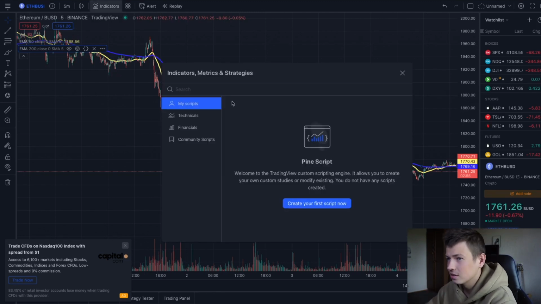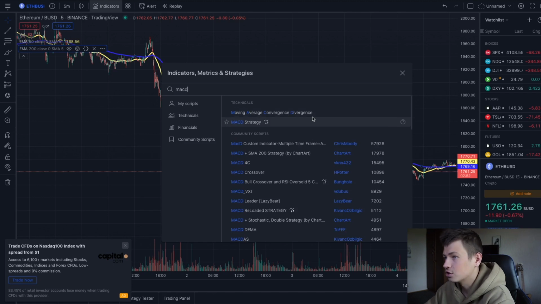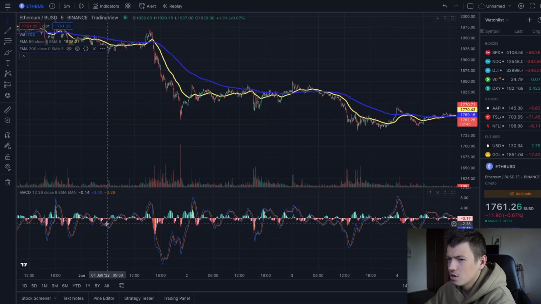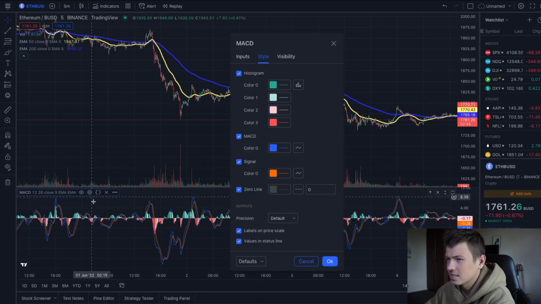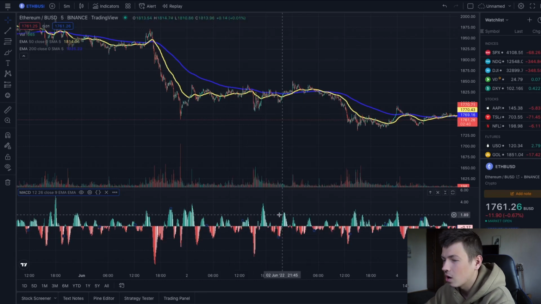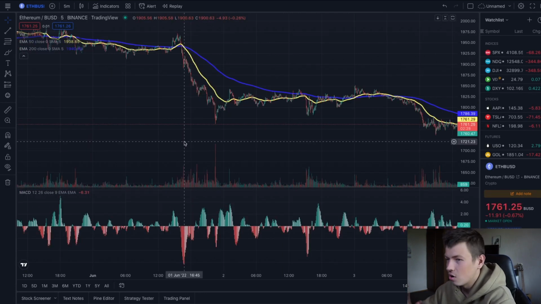Go back to indicators, type in MACD, moving average convergence divergence. Enable that. Then what you will need to do is go here, settings, disable MACD, disable signal, click OK. You want it to look relatively similar to this, only the histogram, okay? So when that's done, we can look at the whole strategy.